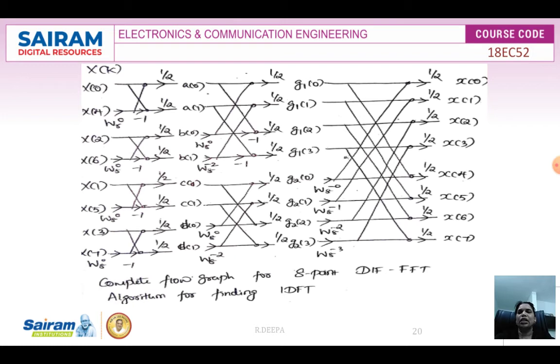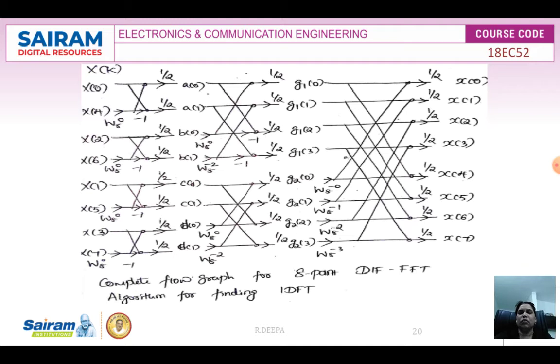Okay. And as you are seeing in the flow graph, the input is fed in the bit reversed order. So if the input is in the bit reversed order, obviously the output is going to be in the normal order, and you will be getting the output in normal order. You can write it down as such.